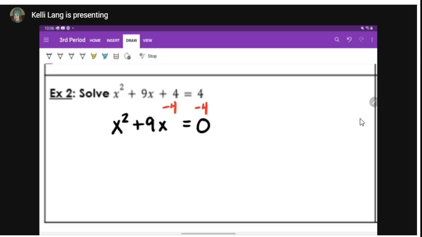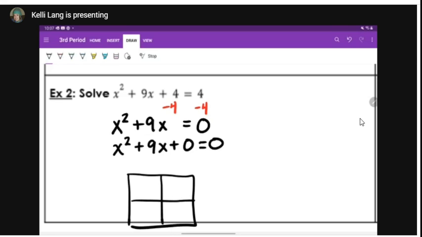Rewrite your equation so that you have all 3 terms of the standard form represented. It might feel silly, but if your c value is missing, go ahead and put a 0 in there for c. So you would write it as x squared plus 9x plus 0. And the reason we do that is because on the next step, when we go to factor, we always put the first term in the top left box, and we always put the last term in the bottom right box.